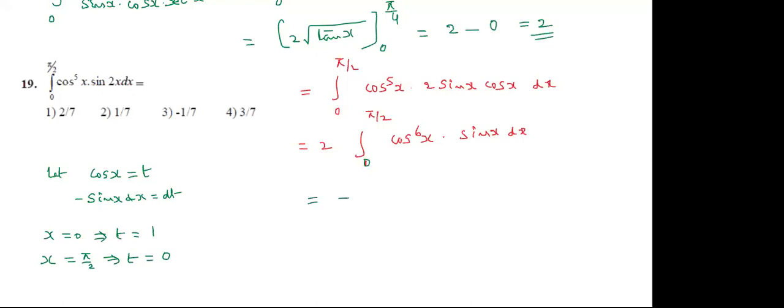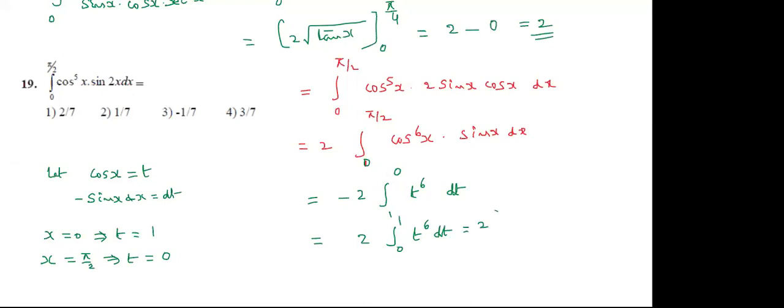Now minus 2 integration 1 to 0, so here t power 6 dt. Now see here negative is there, integration t power 6 dt, and the limit 1 to 0 is there, that is the same as 0 to 1. So here negative is going to positive, 2 into integration 0 to 1 t power 6 dt.